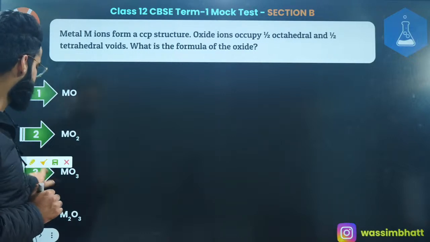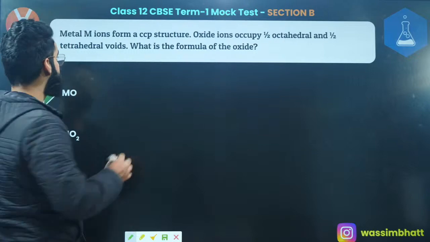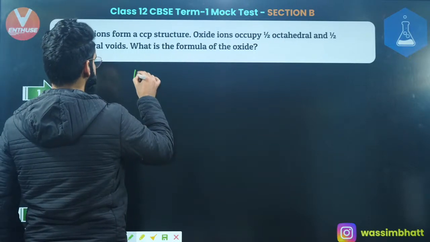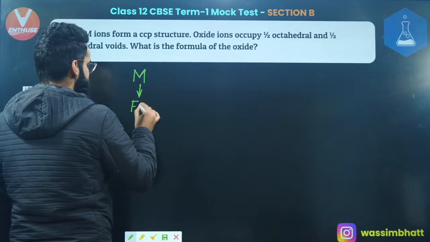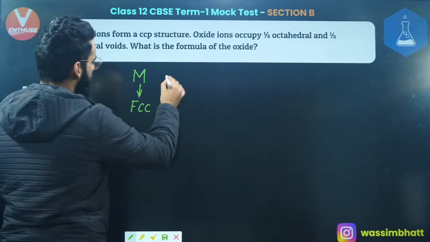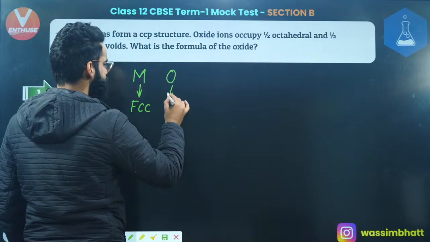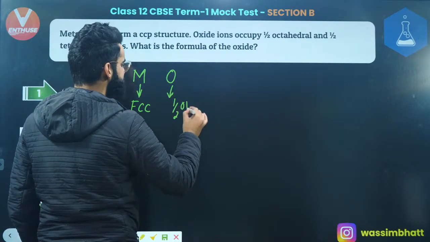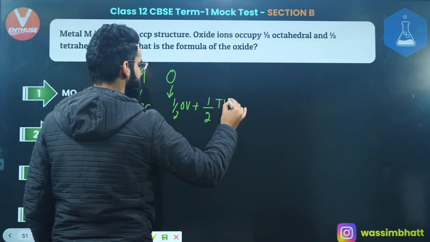Let's check it out exactly. It's mentioned in the question that we have got metal M ions, right? They are forming CCP. CCP, cubic closed packing, means FCC, right? And there are oxide ions as well, O2- ions. They're present at half of the octahedral voids and half of the tetrahedral voids, correct? What is going to be the formula of the compound?